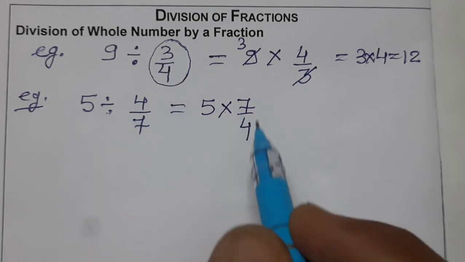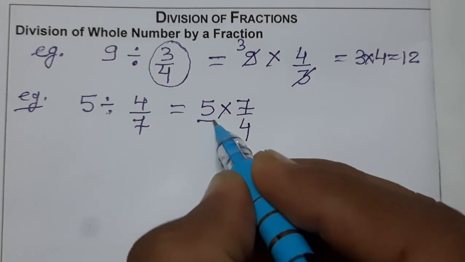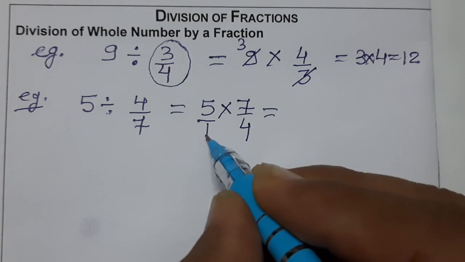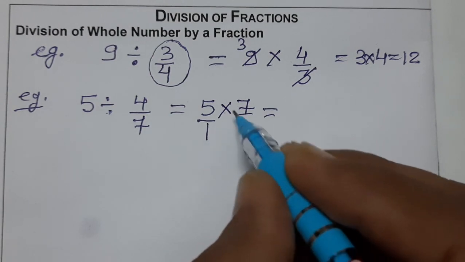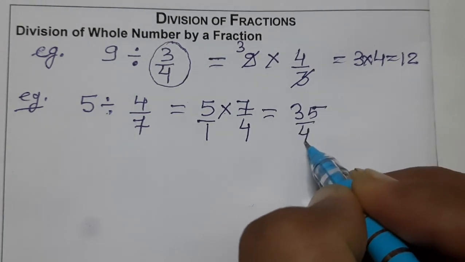So 5 into 7 by 4. Now multiply numerator with numerator and denominator with denominator, as you know very well how to multiply two fractions. So I have put 1 as denominator in 5. 5 7s are 35 and 1 4s are 4.